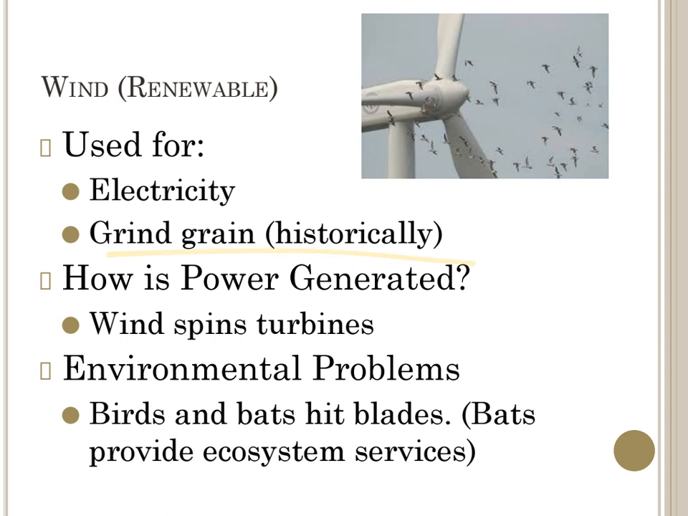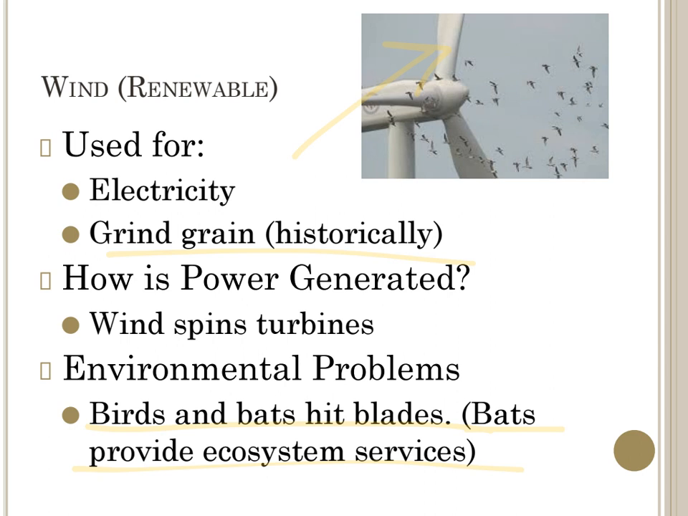Historically, it was used to grind grain. You don't really need to know that for the AP test. How is power generated? Well, wind spins the turbines. So basically, the blades are the turbines. Environmental problems: birds and bats hit the blades. This is a problem. First, a lot of them are endangered species, not all of them. Bats cannot echolocate around the blades at night. Their echolocation just can't do a good job.